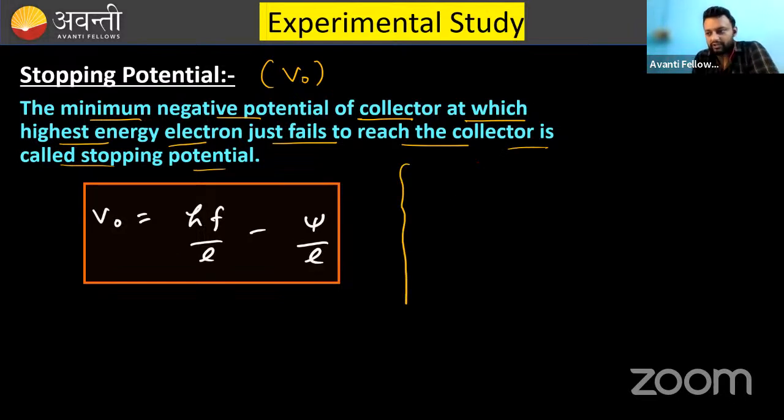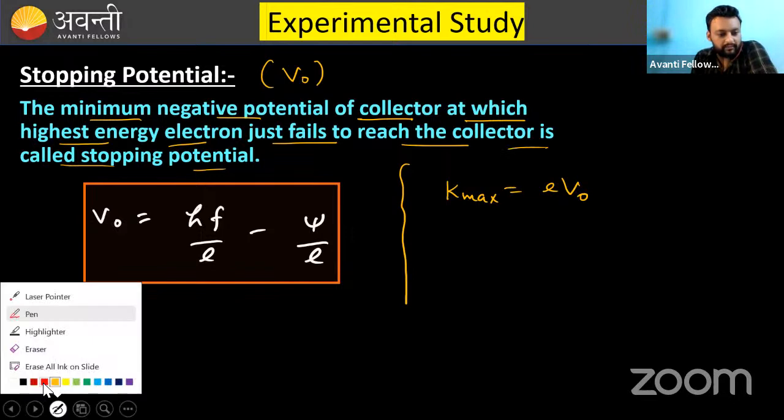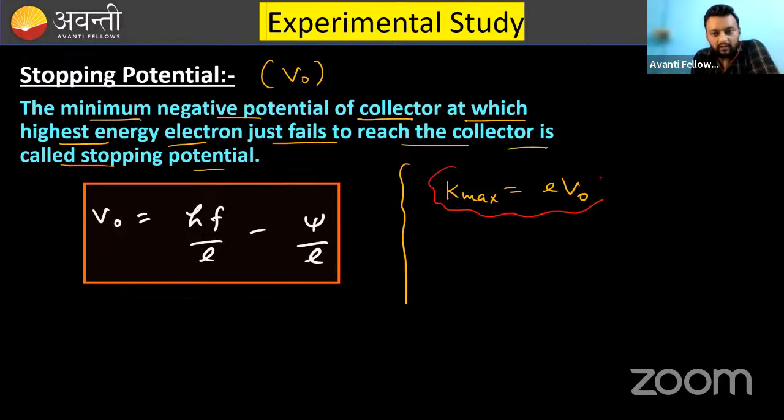The formula is on your screen. But if I say the golden relation that you should again remember is K max equals eV naught. This is the golden relation. K max equals eV naught. What is the significance of this equation?